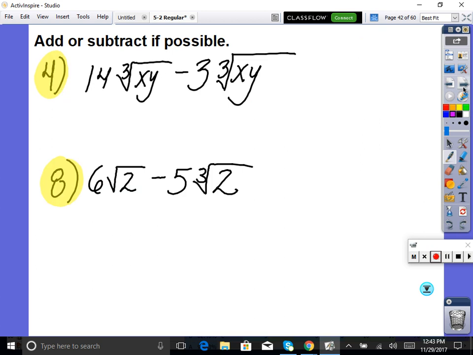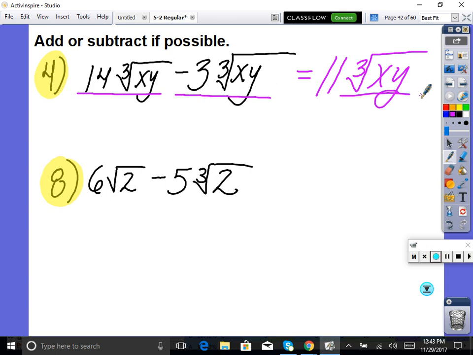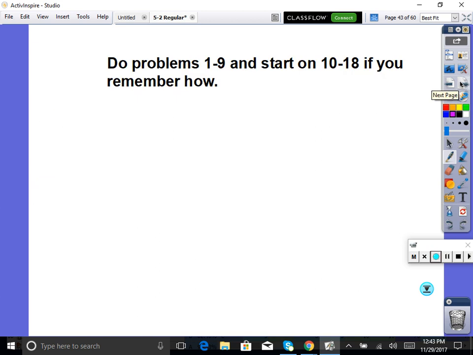Okay, look at number 4. 14 cube roots of xy minus 3 cube roots of xy is how many cube roots of xy? 11 cube roots of xy. The apple doesn't change. Let's look here. 6 root 2 minus 5 cube roots of 2. Can we do it? No. The root and underneath has to be the same for addition and subtraction. So that's our answer. You can't put them together. Yes. So you will finish up 1 through 9.